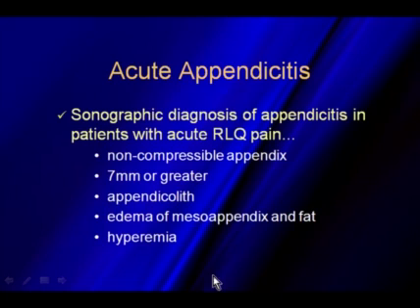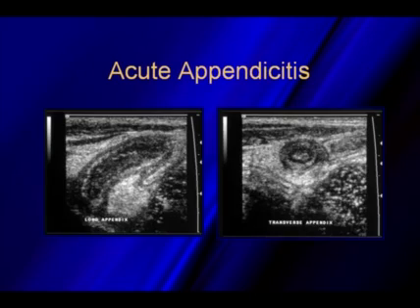If you see the presence of an appendicolith, that is abnormal. Edema of the mesoappendix and fat surrounding it is, I think, the key to diagnosing acute appendicitis. And you can use color Doppler and look for the presence of hyperemia or increased blood flow. So looking at this long axis and short axis view of a case of appendicitis, once again, I want you to notice the thyroid in the belly, or the edema surrounding this. This is the mesoappendix coming off here.